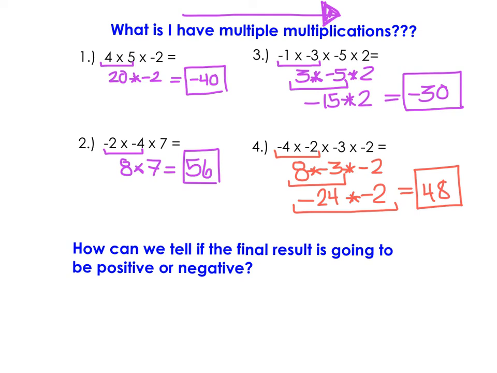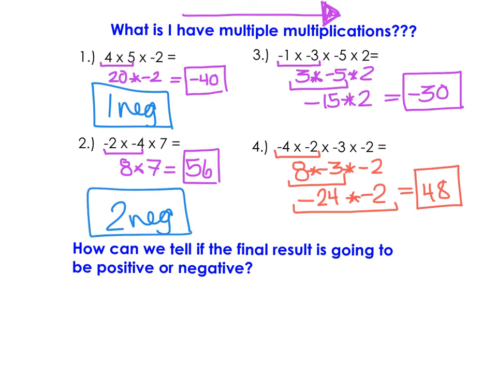Now, one other thing I want us to notice throughout this whole process is I want you to take note of how many negatives there were in each problem. So here there was 1 negative. Here there were 2 negatives. Here there were 3 negatives. And here there were 4 negatives. So there's actually a trick when we're dealing with multiplication, and we can determine our final result if it's going to be positive or negative.